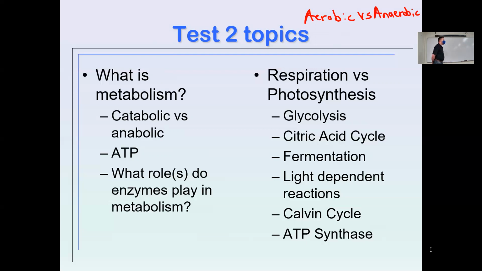Fermentation is where we can repeat the glycolysis process by using something other than oxygen. But if we have oxygen present, a lot of organisms have built up the citric acid cycle. They can use that. That can occur within a mitochondria. Some prokaryotes can generate that process internally without mitochondria. But for us, that citric acid cycle is going to occur in a mitochondria.